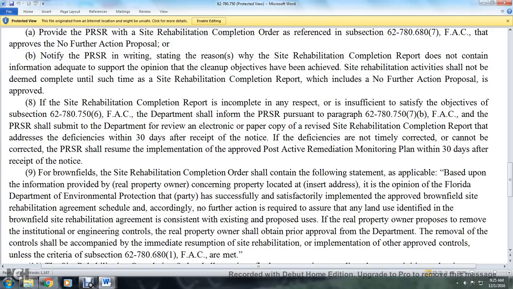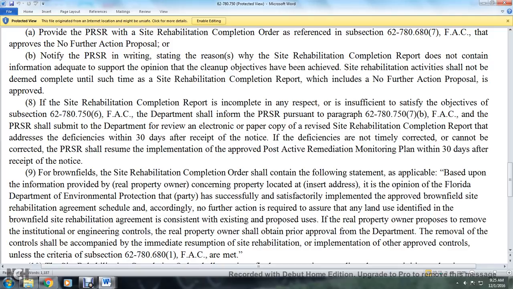8. If the site rehabilitation completion order is incomplete or insufficient to satisfy the objective of subsection 62-780.750(6), the department shall inform the person responsible for site rehabilitation pursuant to paragraph 62-780.750(7). The person responsible for site rehabilitation should submit to the department for review an electronic and paper copy that provides the site rehabilitation completion report addressing the deficiency within 30 days after receipt of the notice.